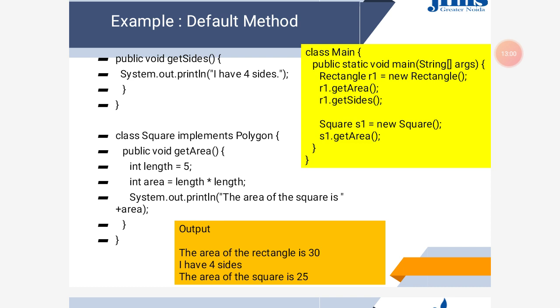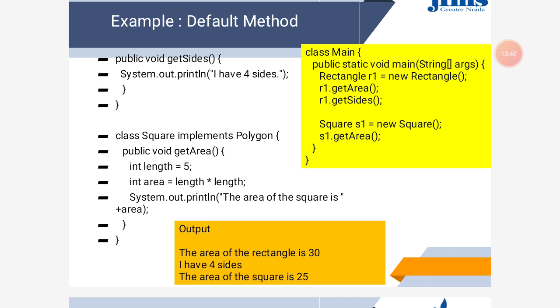It has 4 sides. Similarly, there is another class Square which is also implementing Polygon. It has used getArea in its own way. So abstract methods can be used as per their requirement. So the Rectangle class is implementing the Polygon interface, and the Square class is also. And we are going to create objects of the Rectangle class and Square class in the main class.